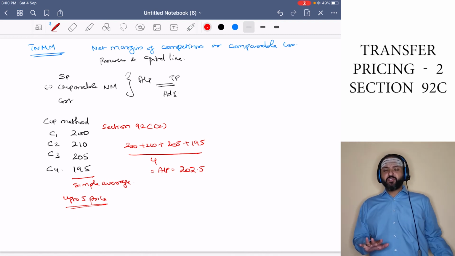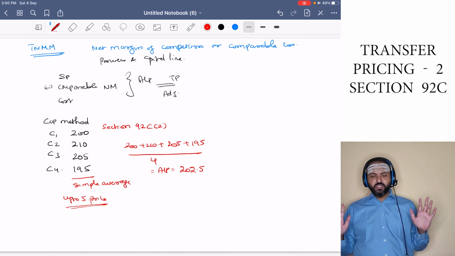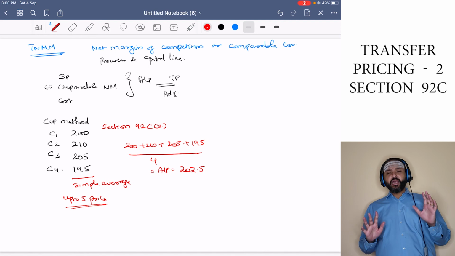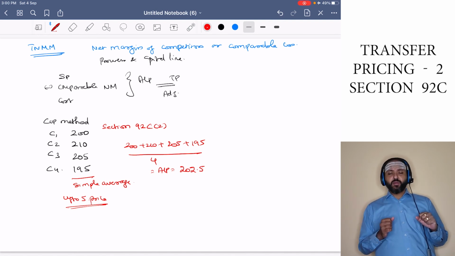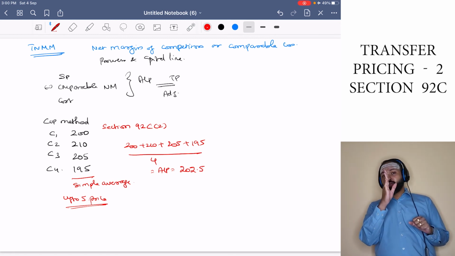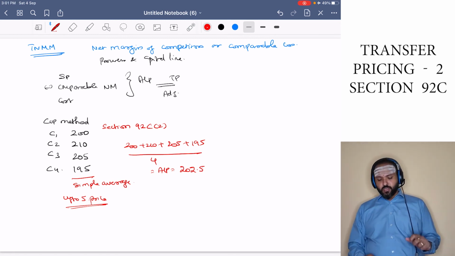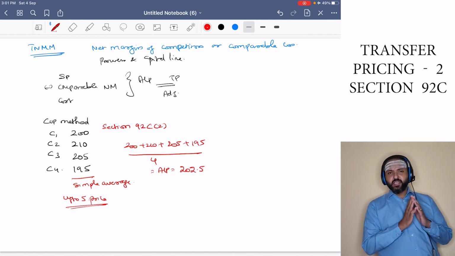So what is the takeaway from 92C2? Apply any of the methods that is relevant, first thing. And after that, arrive at the transfer price. If you get more than one price, up to 5 prices, you can choose what is called the simple average. Now 202.5 is the simple average.